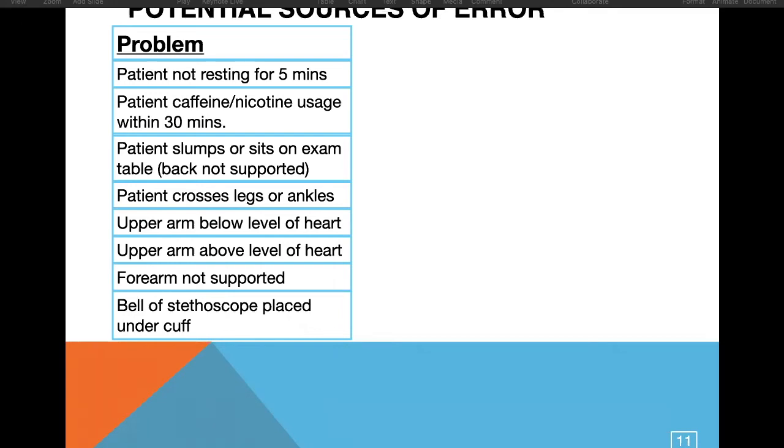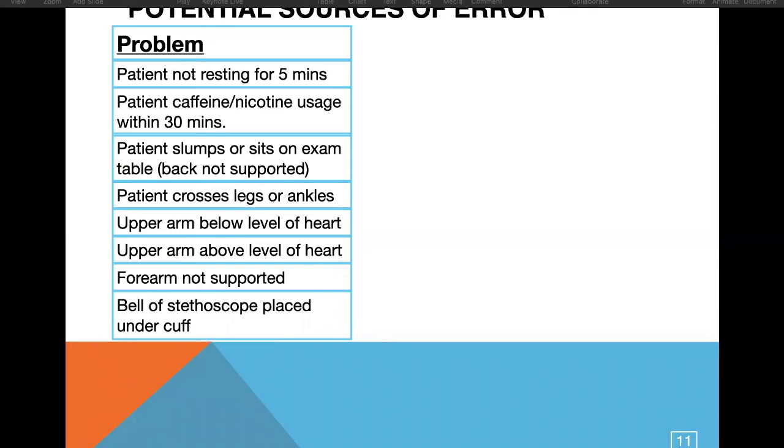So do you think that the patient not resting for 5 minutes, so they just got in that car accident and we got on scene and they're pretty excited, they have a pretty big sympathetic nervous system response from getting in this car accident, what do you think that's going to do to their systolic and/or diastolic pressure? Is it going to make it go up or go down? The same question with if they've just drunk a bunch of coffee or smoked a cigarette. How do you think that might affect their blood pressure?